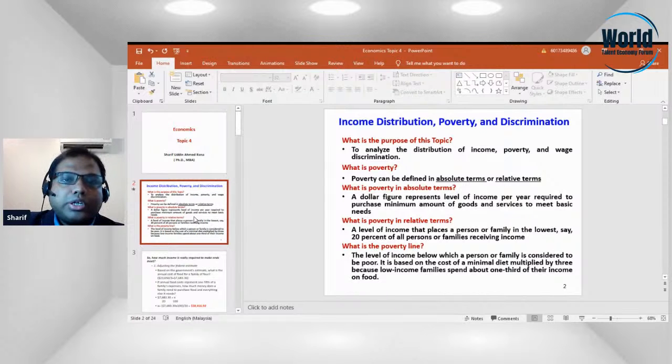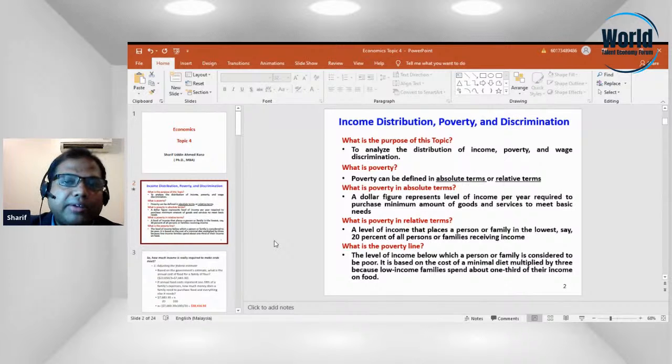So for those particular issues, I have to discuss income distribution, poverty and discrimination. What is the purpose of this topic? Majorly to analyze the distribution of income, poverty, and wage discrimination. What is poverty? Poverty can be defined in absolute terms and relative terms. So what is poverty in absolute terms?